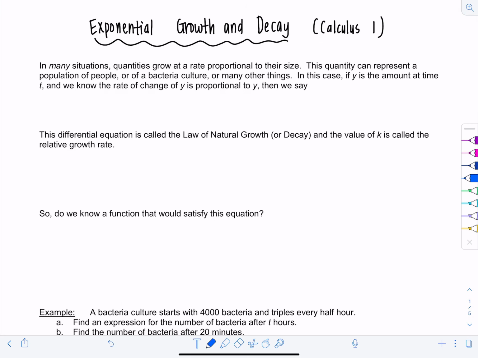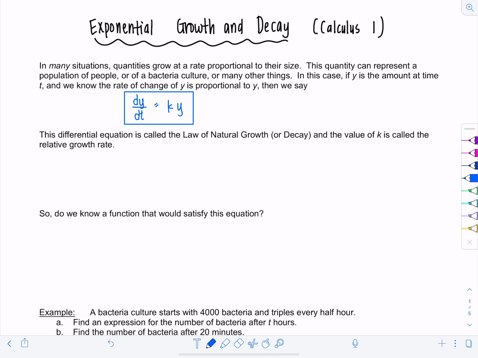So in many situations, quantities grow at a rate that's proportional to their size. This quantity can represent a population of people or of a bacteria culture or many other things, including the infection rate of a disease, for example. And in this case, if y represents the amount at some certain time t, and we know that the rate of change of y is proportional to y, then we can write the following. We can say that dy/dt, that's the rate of change of y, is equal to some constant k times y, the amount at time t.